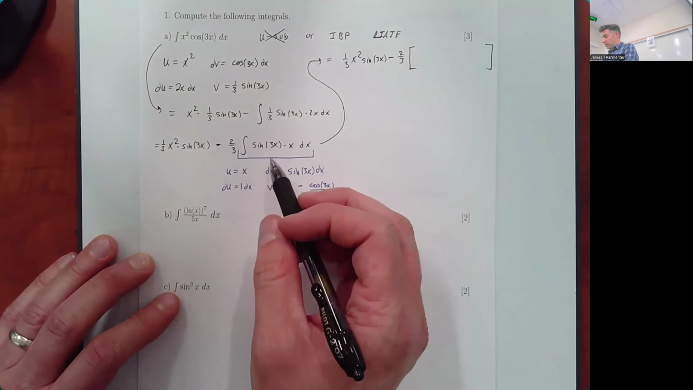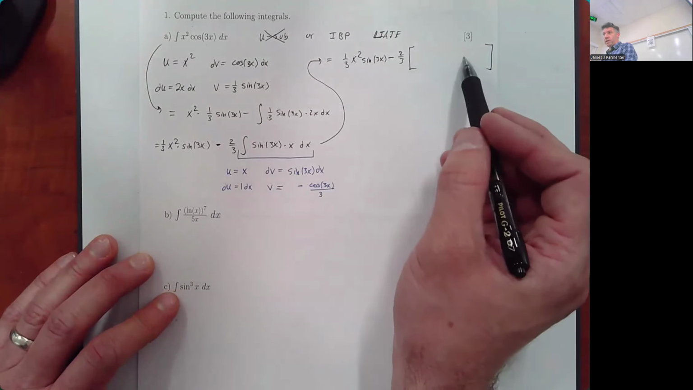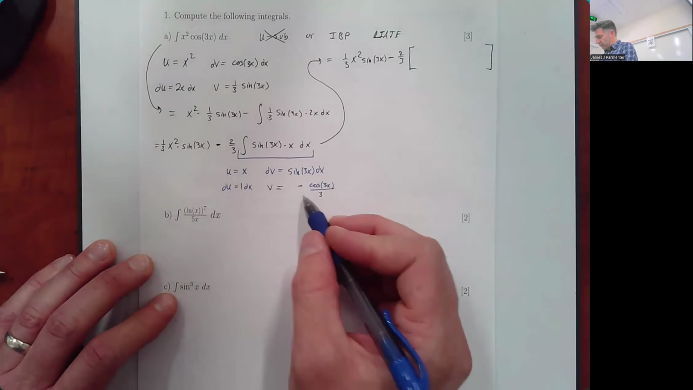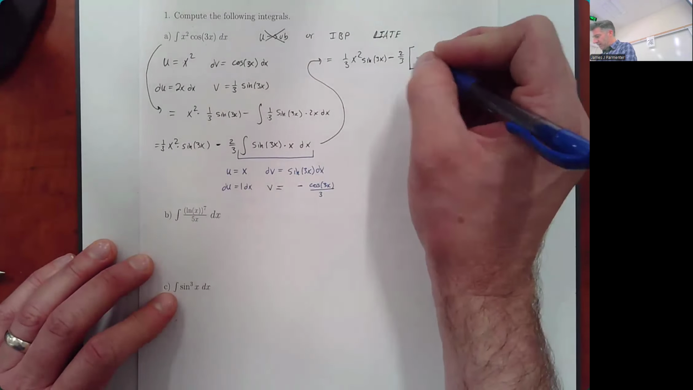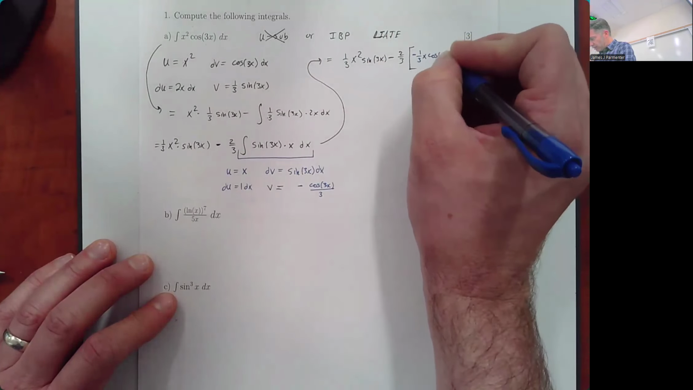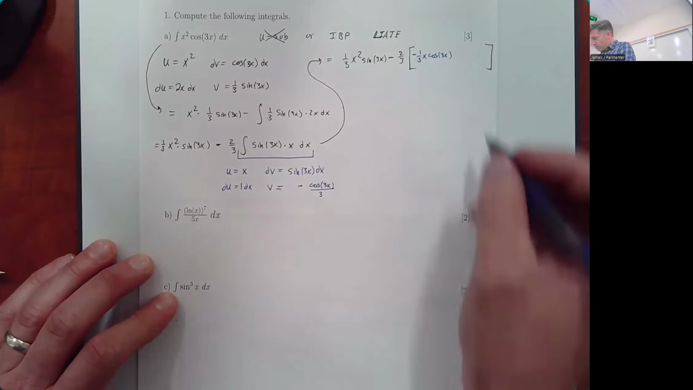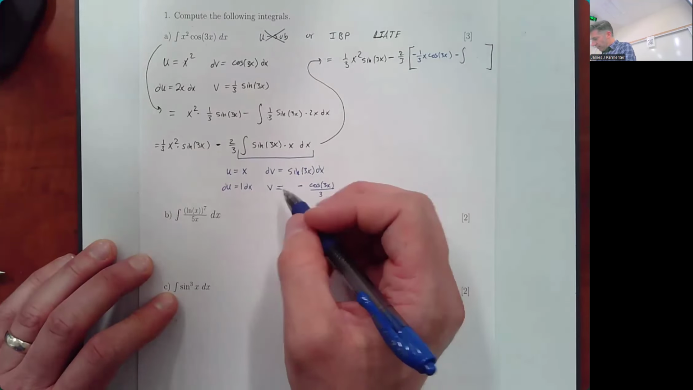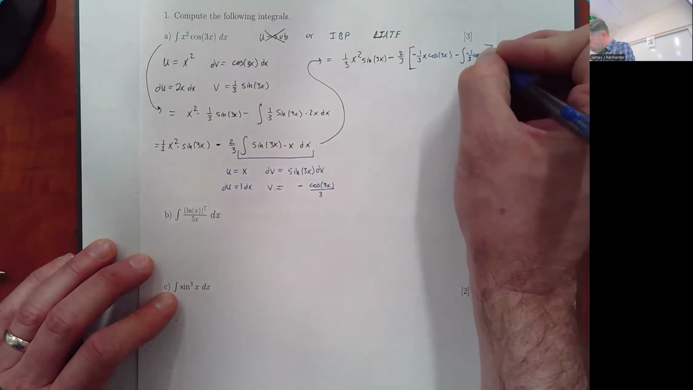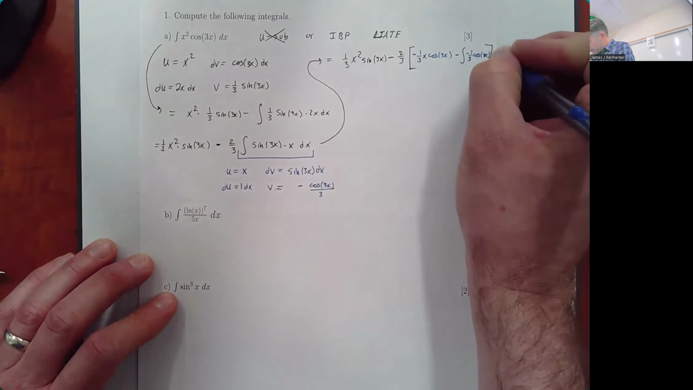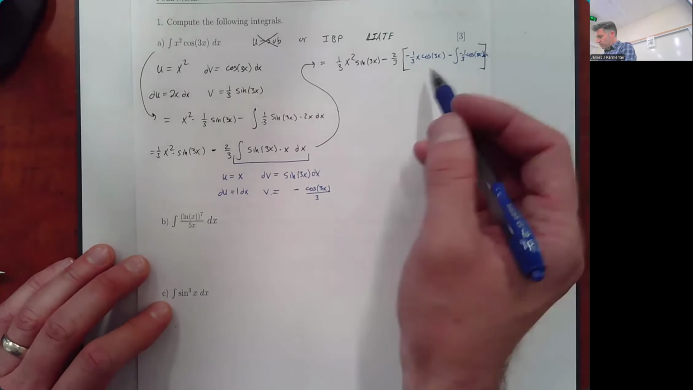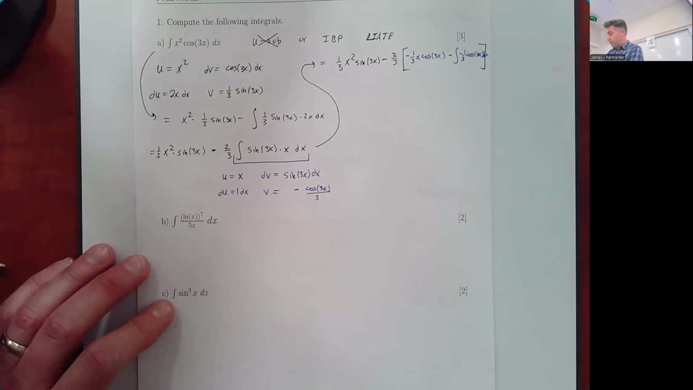So it's going to be the entire uv minus the integral of v du. That's going to be our x times negative cosine of 3x over 3. I'm going to write that as negative 1/3 times x times cosine of 3x, just to make it a little bit more palatable, minus the integral of v du, which is negative 1/3 cosine of 3x. Sorry, that's a little smushed in there. I apologize for that.